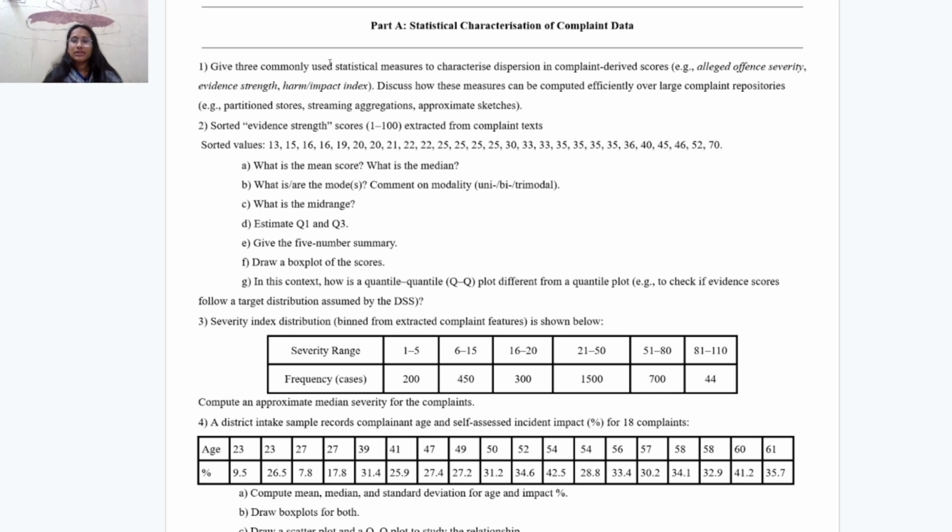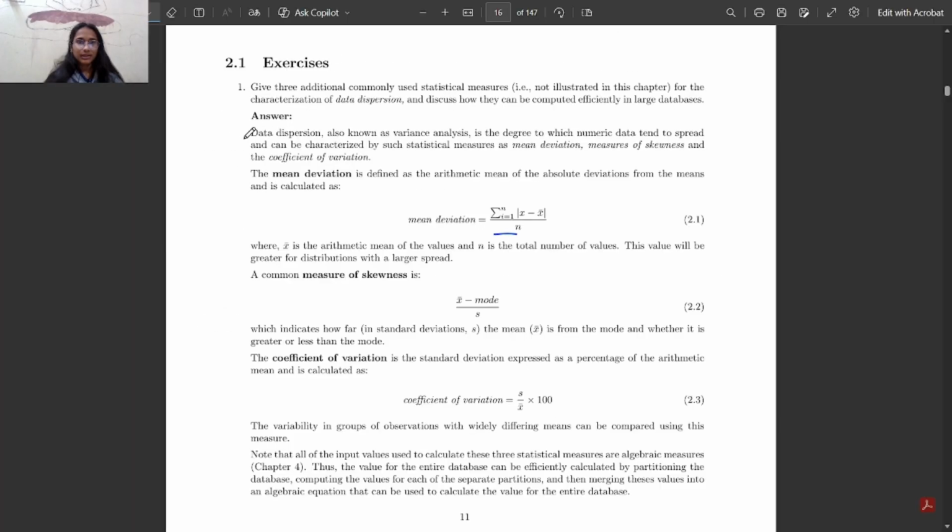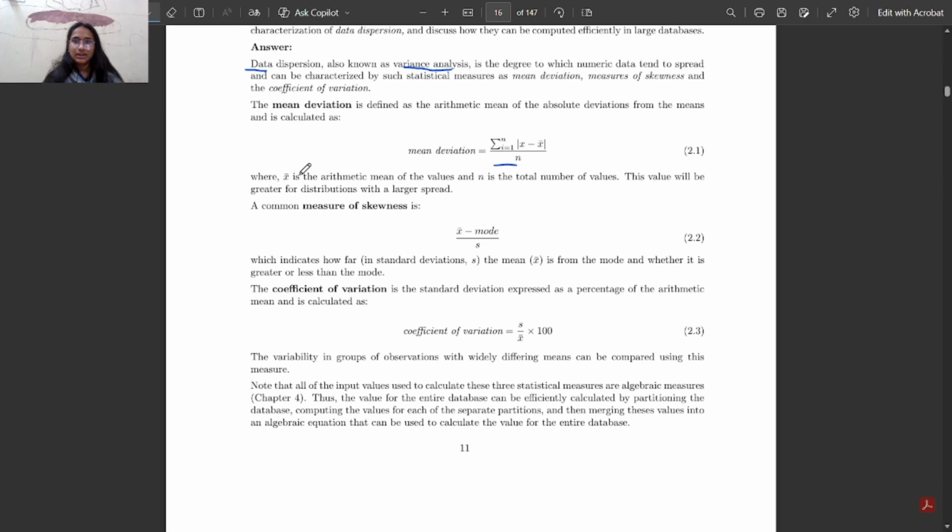Okay, so the first question is about data dispersion, which simply means how spread out our data is. Apart from variance and standard deviation, we discuss 3 more useful measures. First one is mean deviation. Mean deviation is defined as the arithmetic mean of absolute deviations from the mean and is calculated using this formula. So it measures how far values deviate from the mean or average.